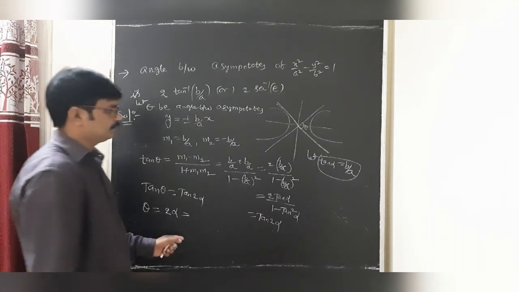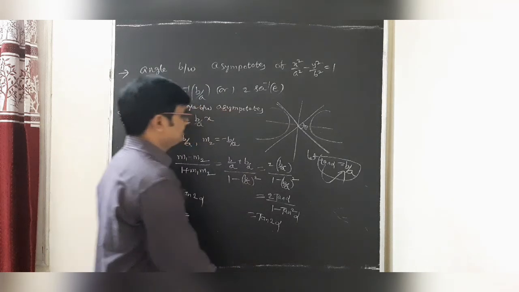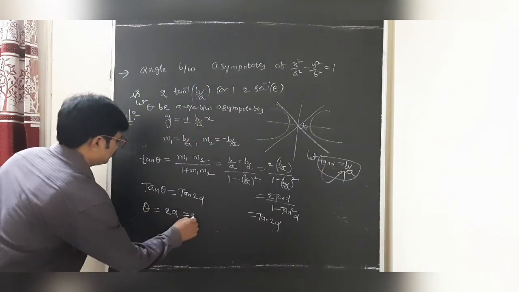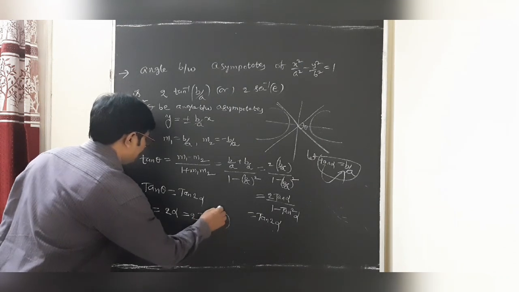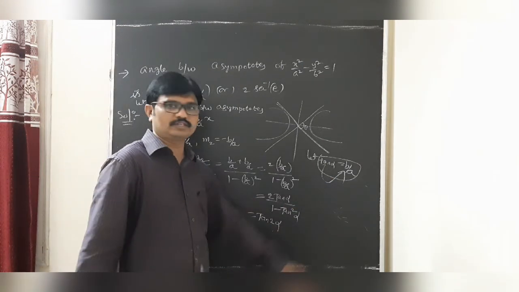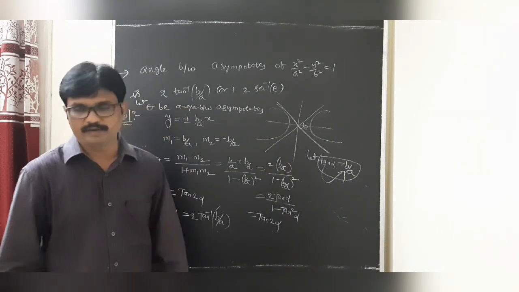So students, here alpha equals tan inverse of b by a. Then tan is sent to the other side. So theta is 2 into tan inverse of b by a. My dear students, alpha is the tan inverse of b by a.